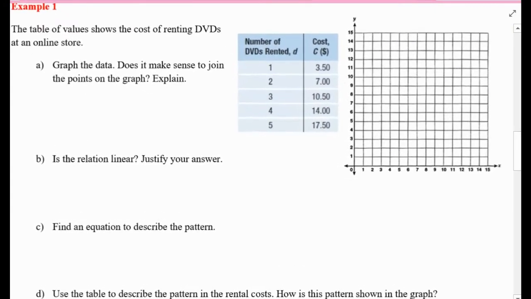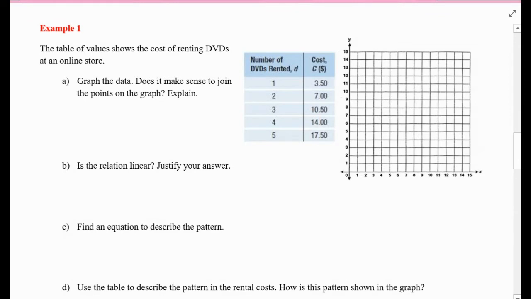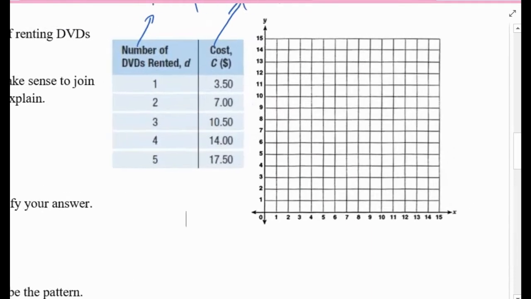Example 1. The table of values shows the cost of renting DVDs at an online store. Depending on the number of DVDs, the cost changes, right? The cost depends on the number of DVDs. So this is the dependent variable and this is the independent variable. Remember that. This is the input and this is the output values. Graph the data. Does it make sense to join the points on the graph? Explain. Here, let's graph it first.